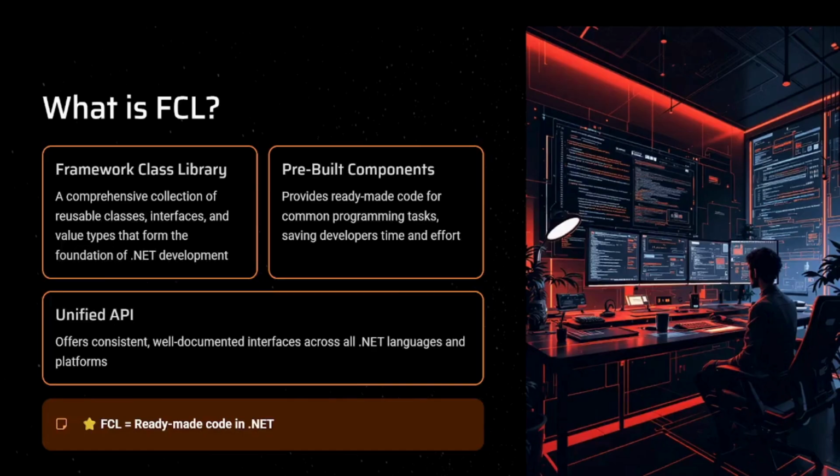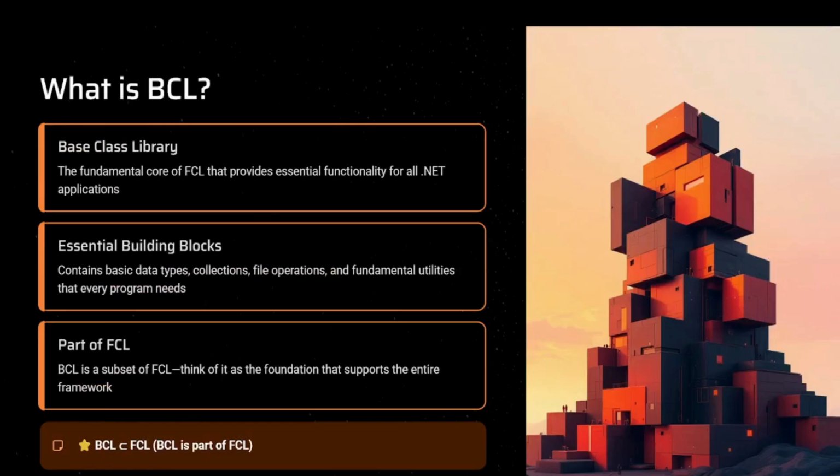So first, let's understand what is FCL. FCL stands for Framework Class Library. In simple words, it's a collection of ready-made code provided by .NET. So instead of writing everything from scratch, we can directly use these classes and save a lot of time. For example, common things like working with strings, files, or collections. So .NET already gives us built-in support for all of that. Okay. So if I say it in a simple line, FCL is basically ready-made code in .NET that makes development faster and easier. Now let's talk about BCL.